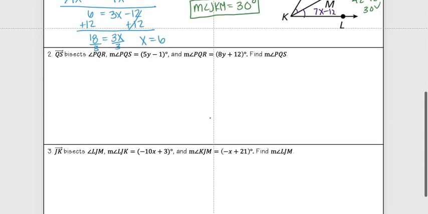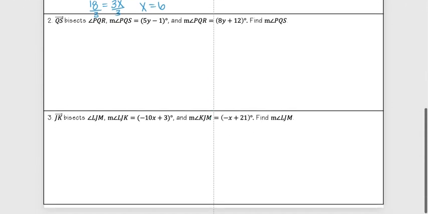Okay, let's try this next one. QS bisects PQR. The measure of angle PQS is 5y minus 1, and PQR is 8y plus 12. Now I want to find the measure of angle PQS. This one didn't give us a picture, so what I like to start off with is drawing a picture.